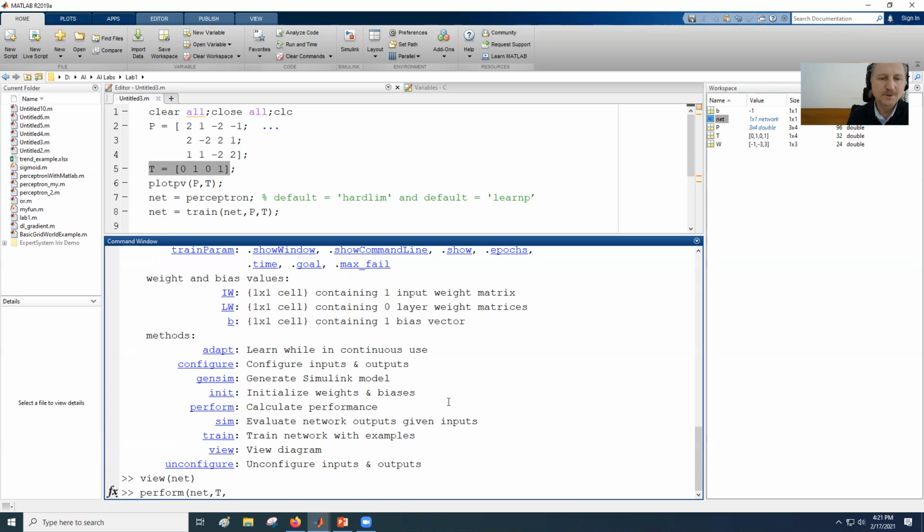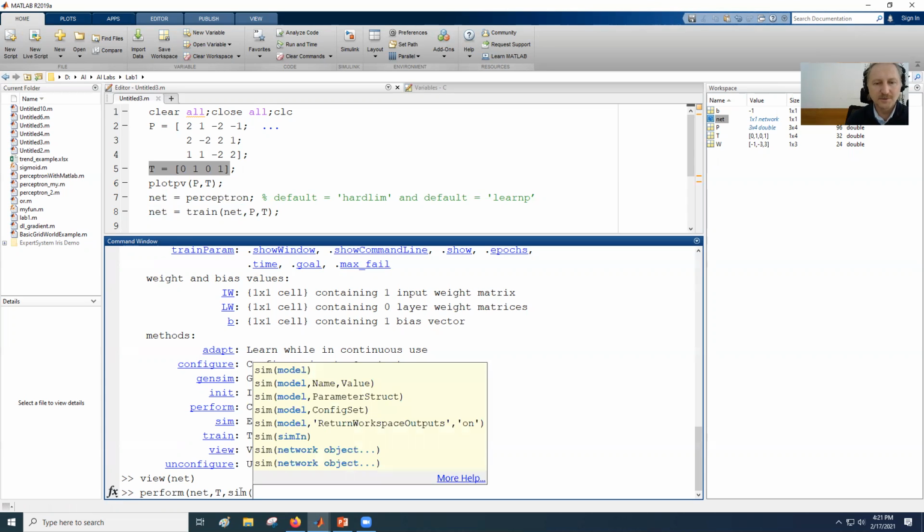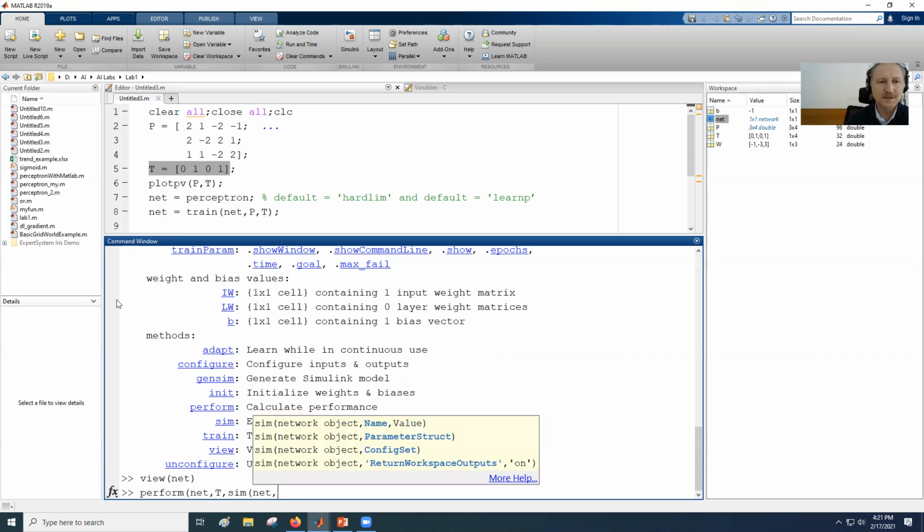How can you find the response of the network? I know that because we have used the simulation to see the response of the network. I can use the sim function again to simulate my model. To simulate my model, I should tell which network I want to simulate. I want to simulate this Perceptron network. And then which input you want to see the result for. For example, my input is inside the P.